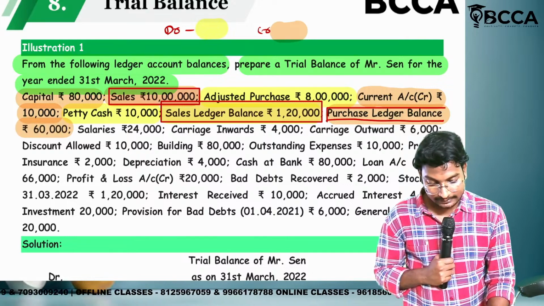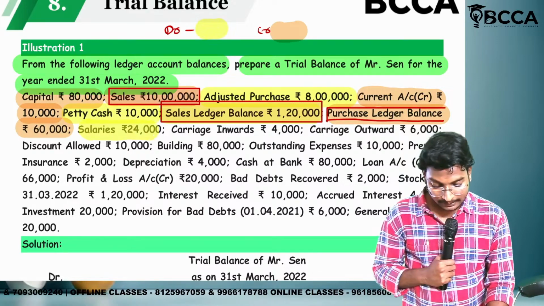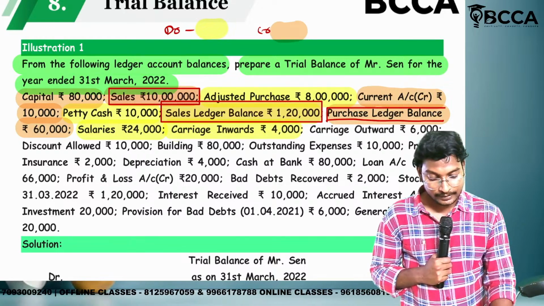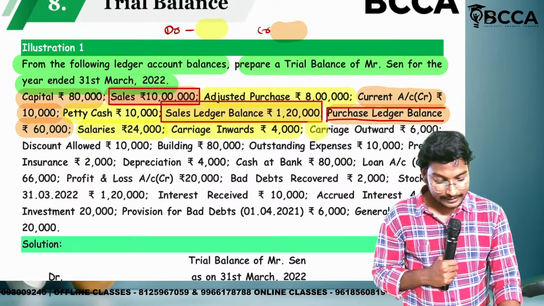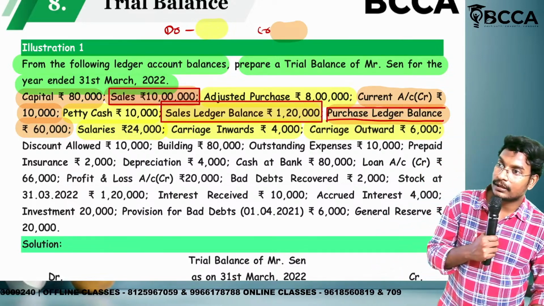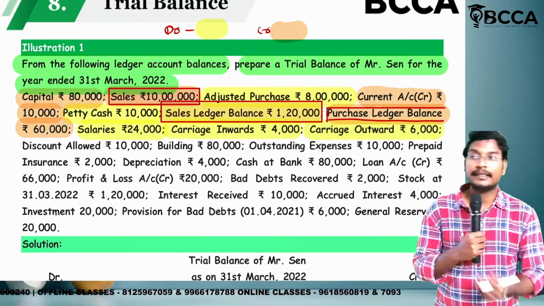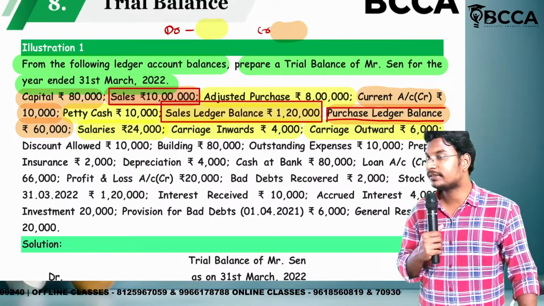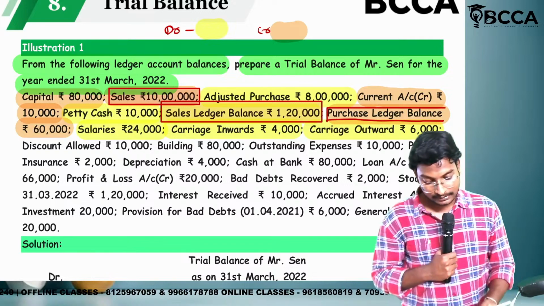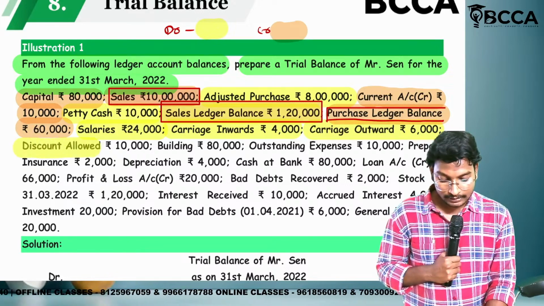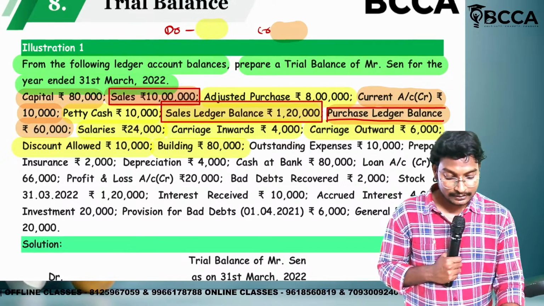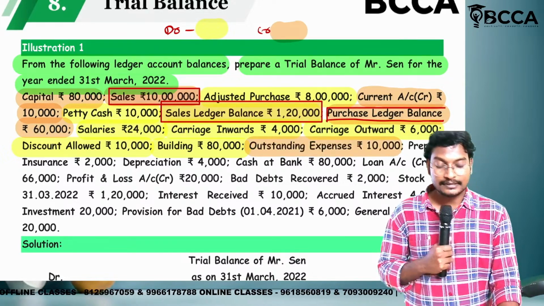Next is salaries. Debit balance. Carriage inward. Debit balance. Next, carriage outward. Debit balance only. Carriage inward also debit balance. Carriage outward also debit balance. Inward means at the time of purchase. Outward means at the time of sale. But both are expenditures or incomes? Both are expenditures. Next, discount allowed. Debit balance. Building. Debit balance. Outstanding expenses. Credit balance because it is a liability.